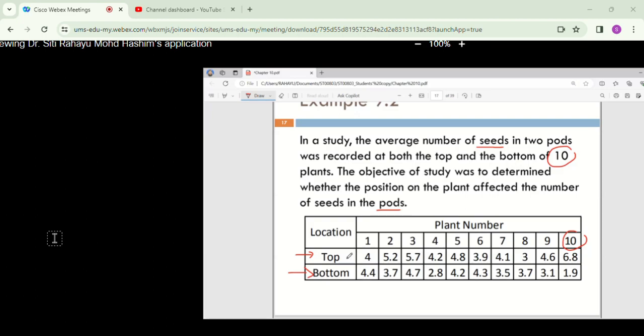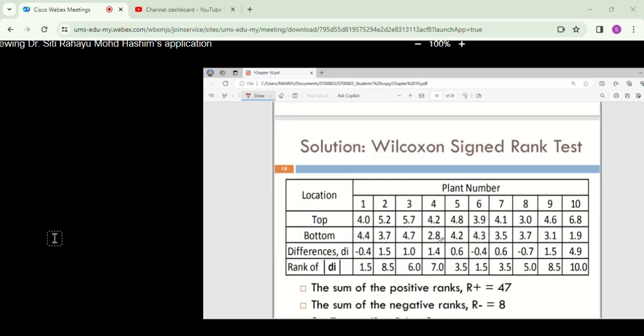So we have the top one, and then we have the number of seeds. This one is when the location is at the top, and this one is when the location is at the bottom. From the same plant, but different location. So different location we can assume as different treatment, and the subjects are similar, the 10 plants, right? So what we need to do is find the differences first. So here, top minus bottom.